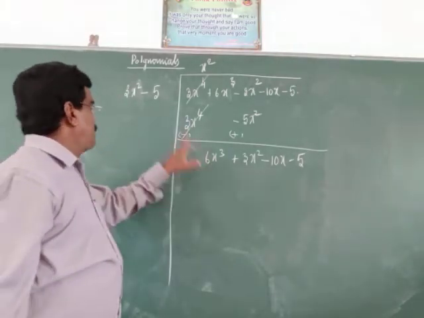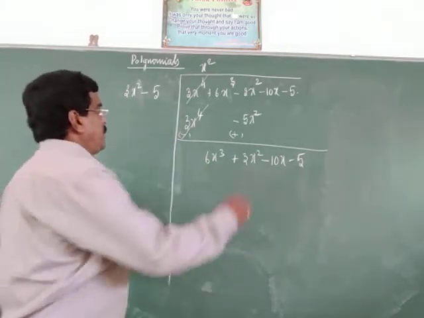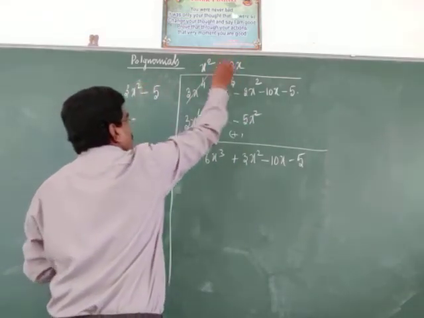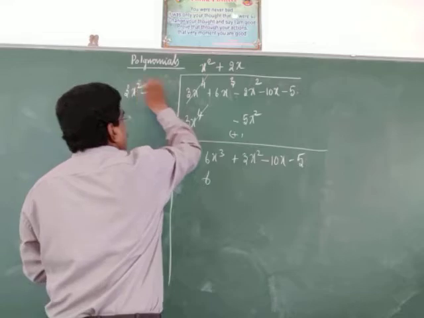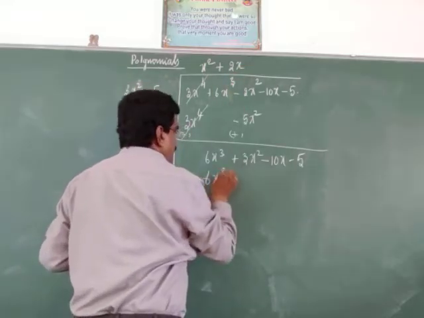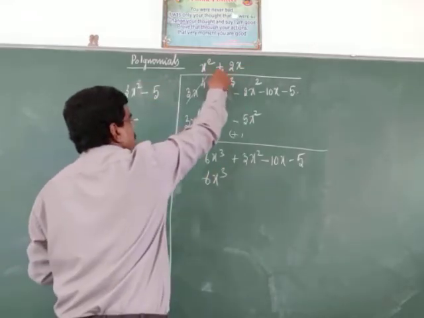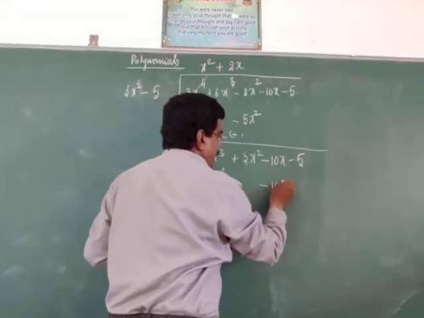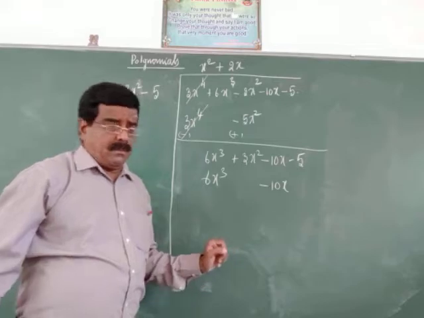Again 6x cube divided by 3x square means write in the question, that is 2x we will get. Because 3 into 2 is 6. X square into x is x cube. Again minus into plus minus 5 into 2x is 10x. See, minus 10x, where to write? It will be written below x.